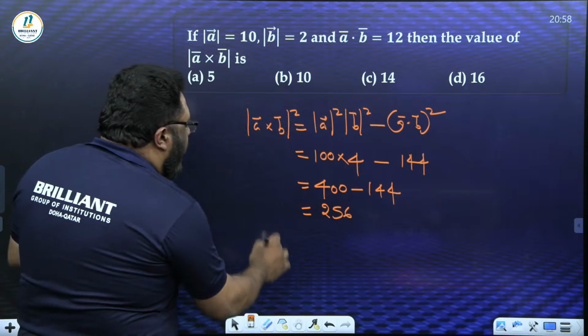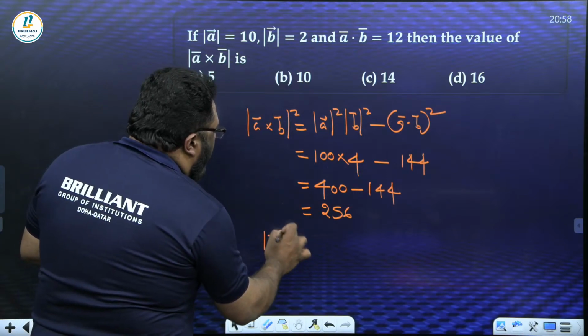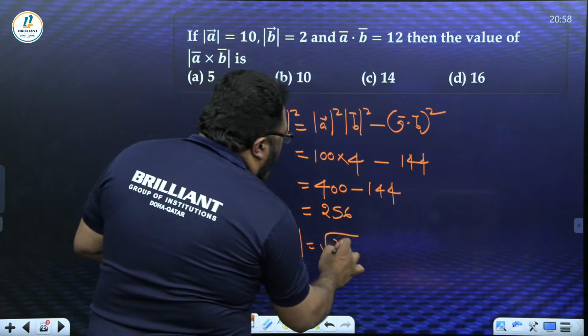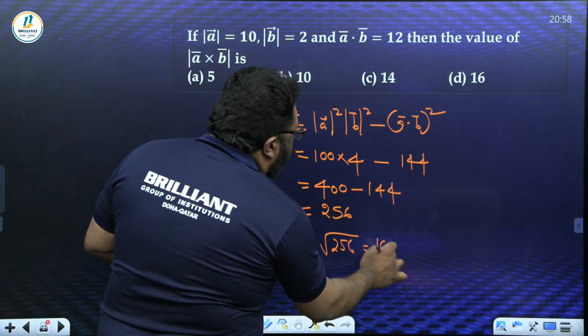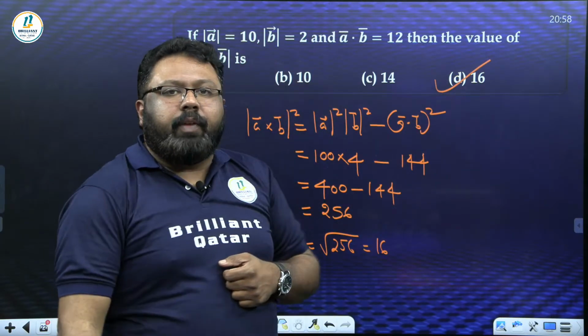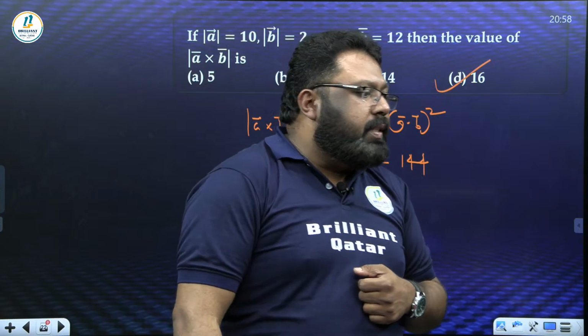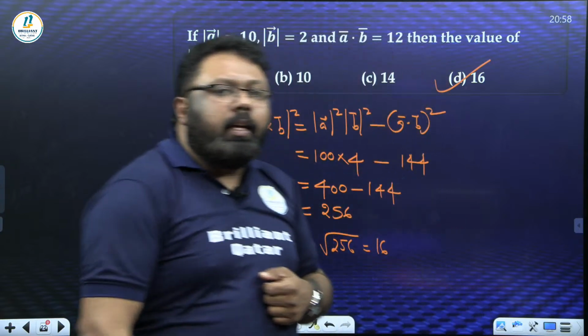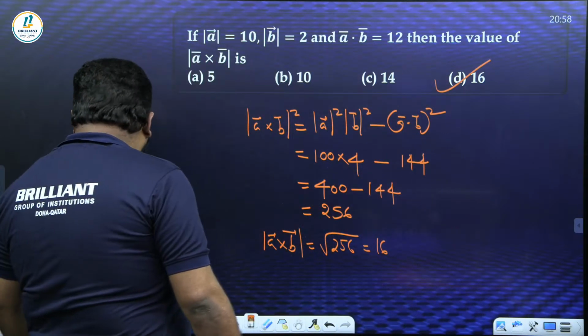Then what is magnitude of A cross B? Magnitude of A cross B is the root of 256. Yes. 16 squared is 256. So the root of 256 is 16. Right answer, Sanjay. Yes. Okay.